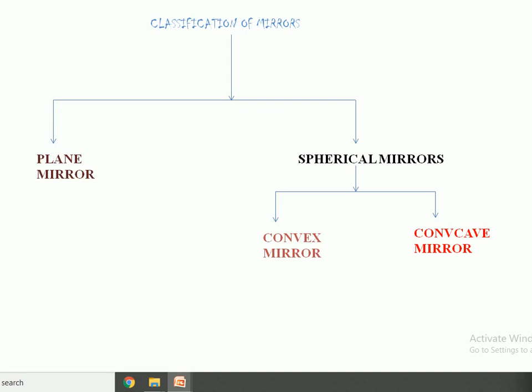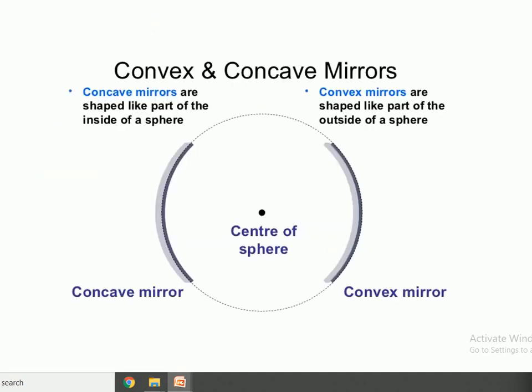Now you know the shape of the sphere already, and now we will study the concept of concave and convex mirror. Now if you look at the shape of the sphere, if you cut the sphere into half, you can see both the convex and concave shapes in one half of the sphere. Now you can see what is written here.